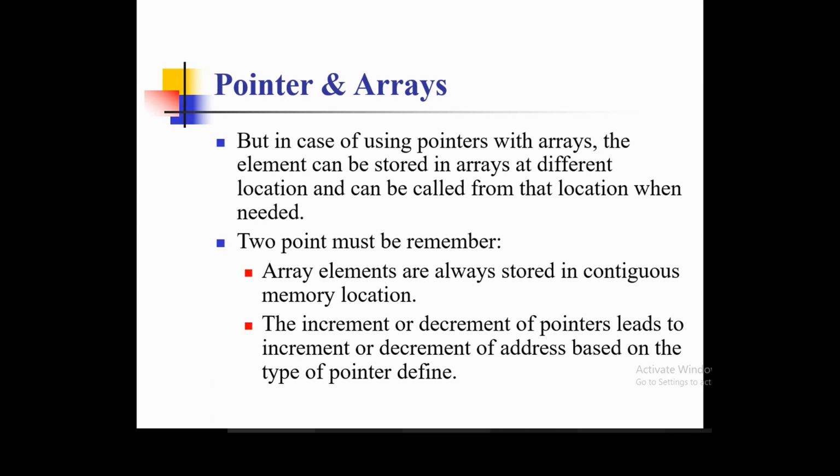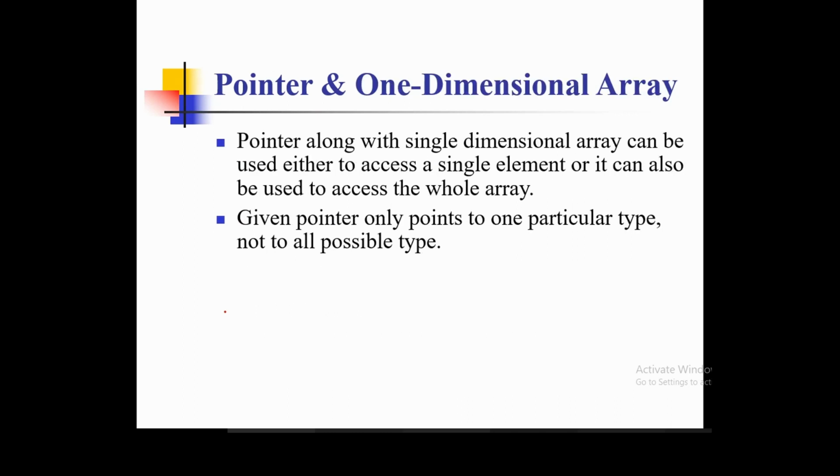Array elements are always stored in contiguous memory locations. You know this. And the increment or decrement of pointers leads to increment or decrement of address based on the type of the pointer defined. ये अभी हमने previous कुछ example देखे थे, वहाँ किया था किस तरीके से हम pointers के addresses को वहाँ पे change कर रहे थे.